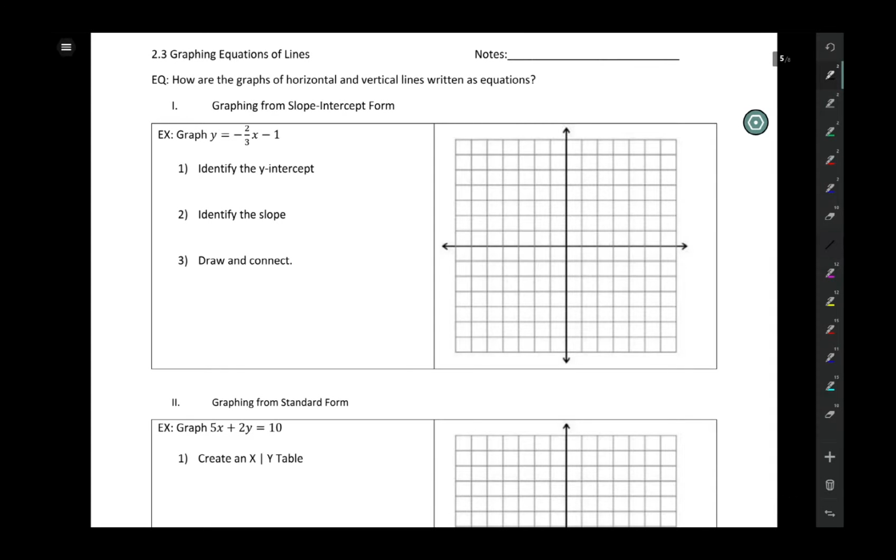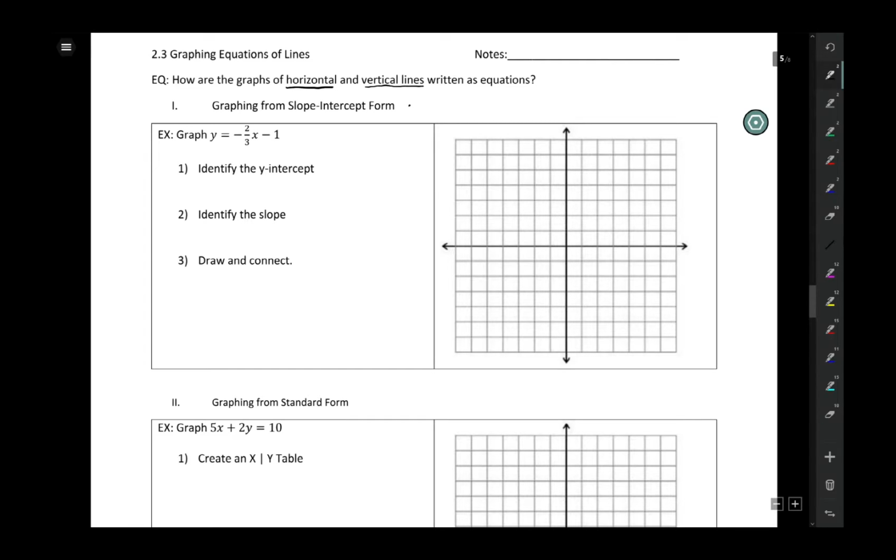Hello guys, and here are the 2-3 graphing equations of lines notes. Our central question is, how are the graphs of horizontal and vertical lines written as equations? And those are the bigger types that are often confused. But first, let's graph from good old slope-intercept form.